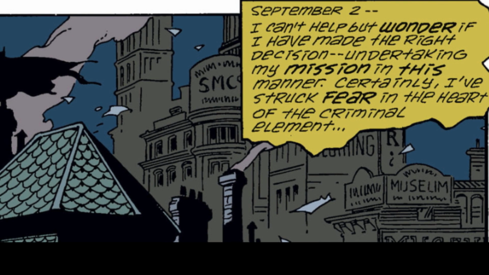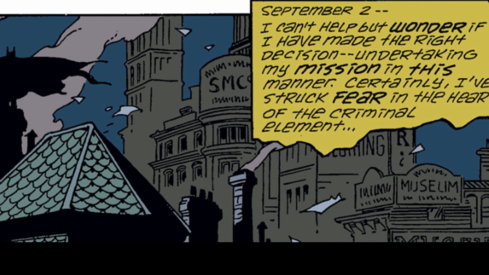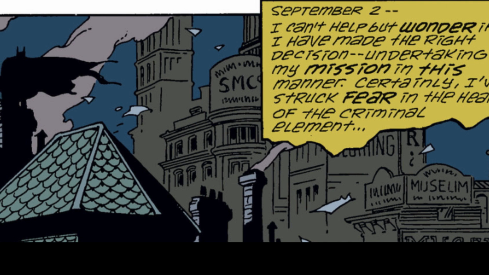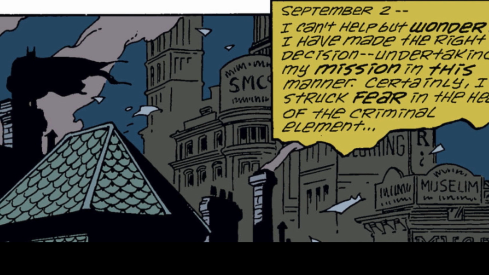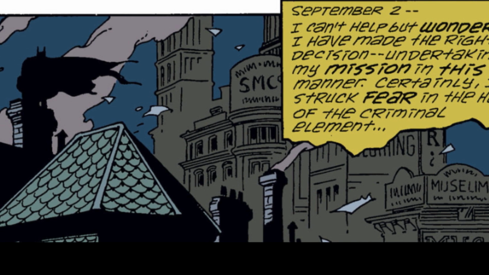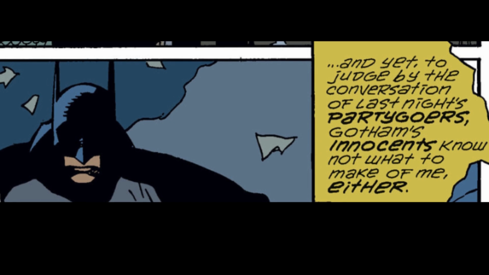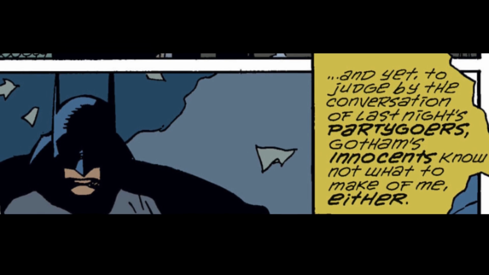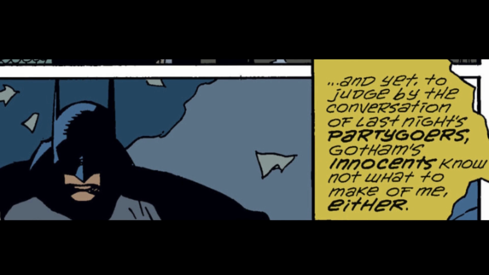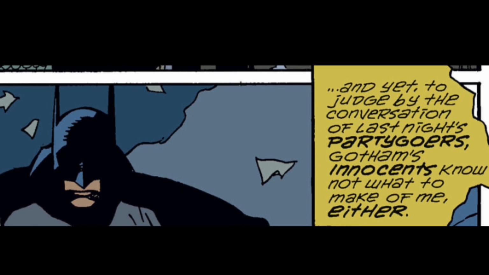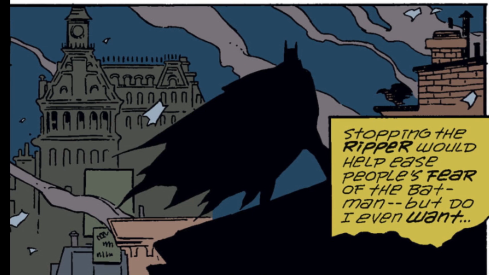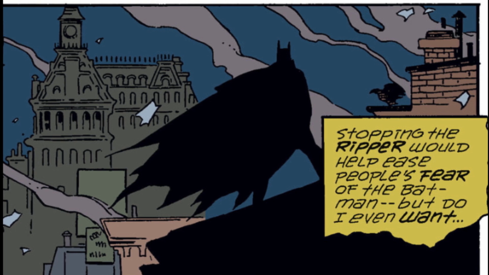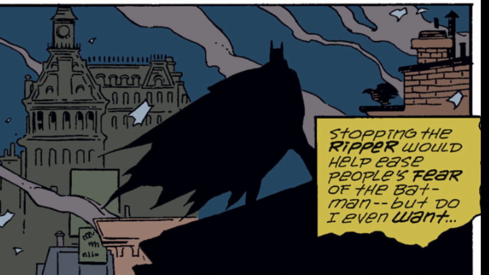As we see Batman crouching atop a chimney with cape flowing in the wind, he's just contemplating. He's thinking about, is what he's doing really working? Should he have gone on this mission in this particular manner? Because he's certainly struck fear in the heart of criminals, but he's also put worry and fear into the hearts of the civilians of the city. They don't know what to make of him. Especially people are starting to get the idea that Batman and Jack the Ripper are the same person. And he thinks it would definitely be easier once he stops the Ripper, but will that mystery and fear that he's created stop as well?